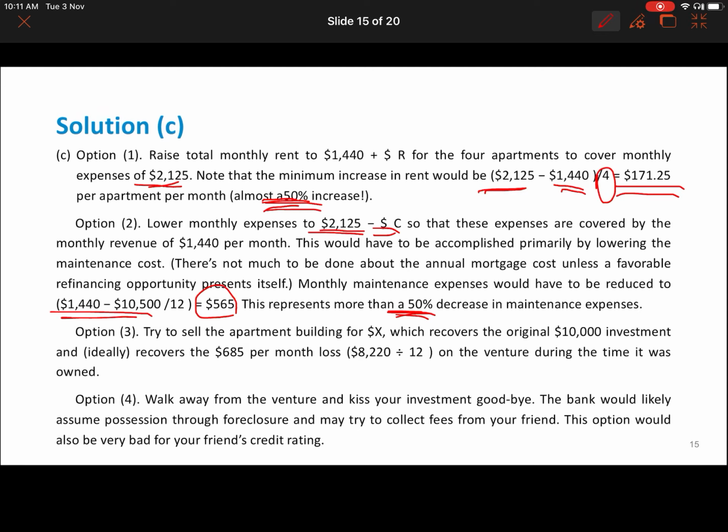The fourth option is okay, I don't need to do any investment. I just leave it and keep it, abandon it, and just ignore the whole building and leave it to someone else. So maybe the bank will foreclose and just ask for collecting the fees. So she still needs to pay the bank, which means she will lose the whole building.